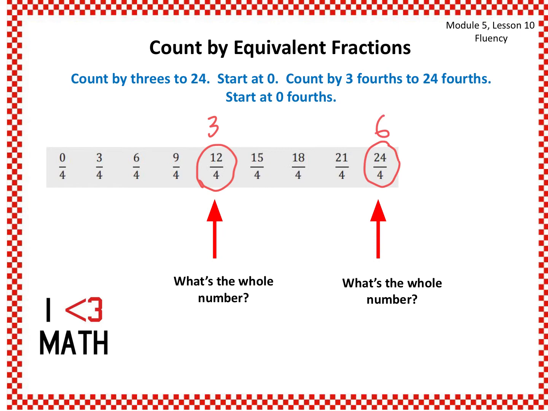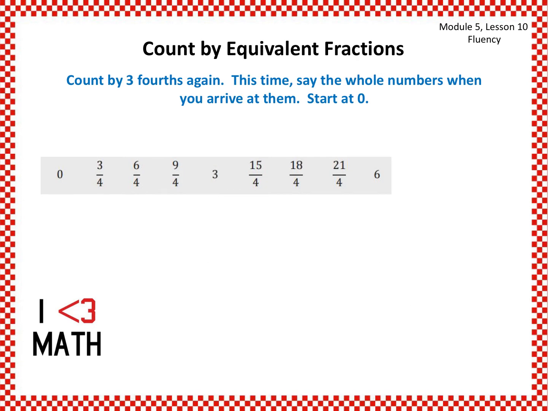So the next time we count, we're going to replace those numbers with those whole numbers that we just talked about. So let's start again. We'll start at 0 because we don't need to say 0 fourths. 0, 3 fourths, 6 fourths, 9 fourths, 3, 15 fourths, 18 fourths, 21 fourths, and 6. So this is just a way of helping you see that we can use a fraction to represent a whole number, and there are different ways that we can do that.